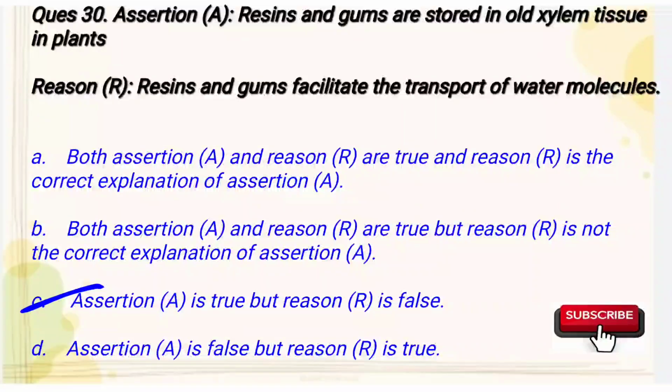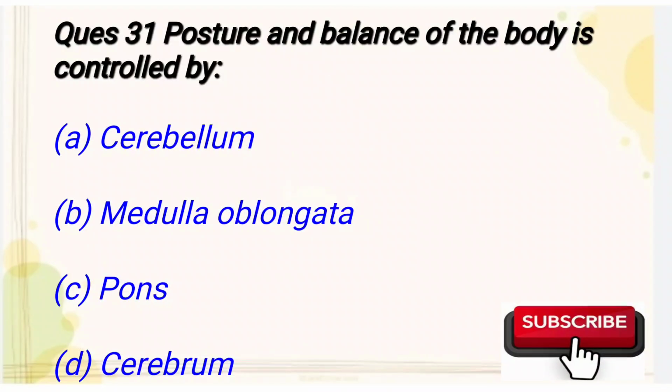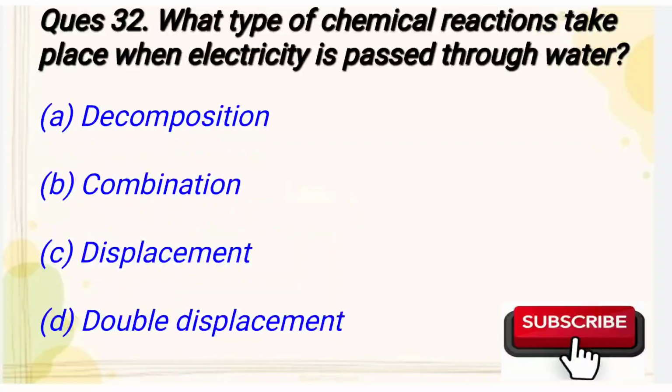Option C. Assertion is true, but reason is false. Posture and balance of the body is controlled by? Option A, cerebellum. What type of chemical reaction takes place when electricity is passed through water? Option A, decomposition reaction.